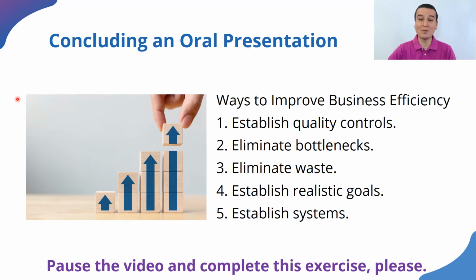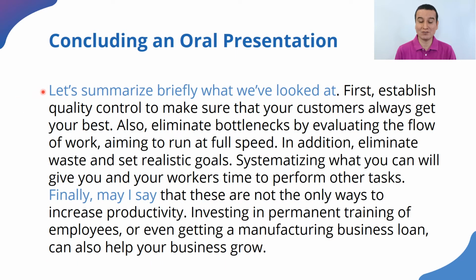All right, I hope that you did complete the activity, and this is a sample answer. All right, let's read it together. Let's summarize briefly what we've looked at. First, establish quality control to make sure that your customers always get your best. Also, eliminate bottlenecks by evaluating the flow of work, aiming to run at full speed. In addition, eliminate waste and set realistic goals. Systematizing what you can will give you and your workers time to perform other tasks. Finally, may I say that these are not the only ways to increase productivity. Investing in permanent training of employees or even getting a manufacturing business loan, getting money, can also help your business grow.